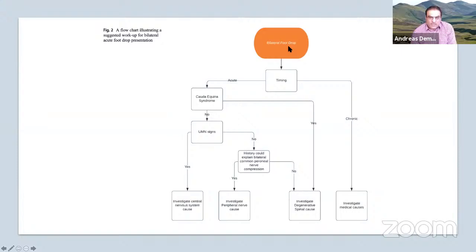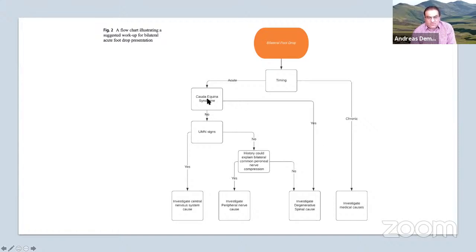If there is bilateral foot drop, the question is, is it acute or chronic? If it's chronic, it's most likely to be a medical, non-surgical cause. If it's acute, the question becomes, does it come with cauda equina syndrome or not? And in our series, 3 of the 7 also had cauda equina syndrome. If it is, it's clear because it's spinal, MRI, and act on it.